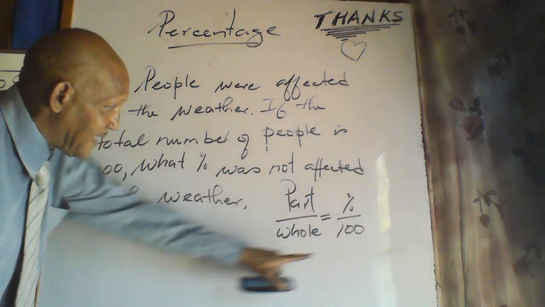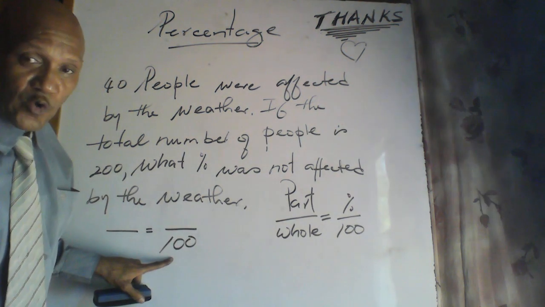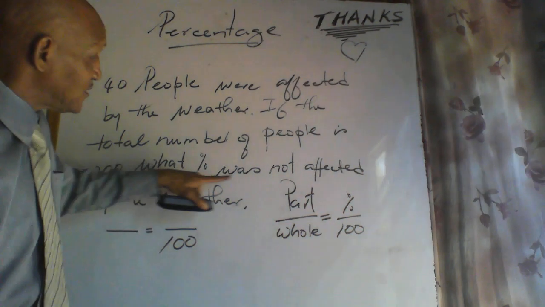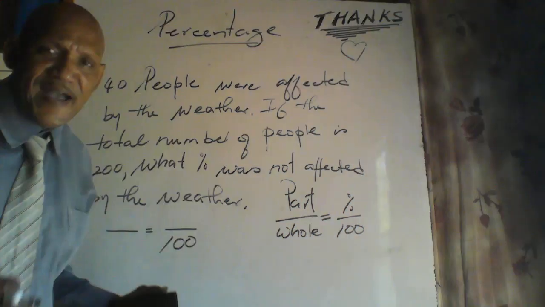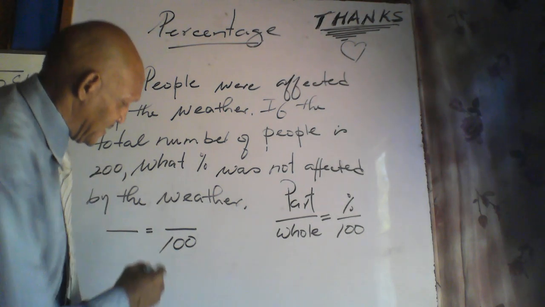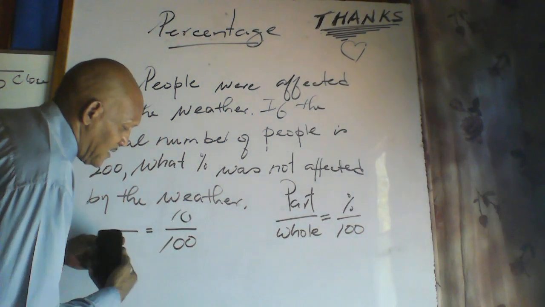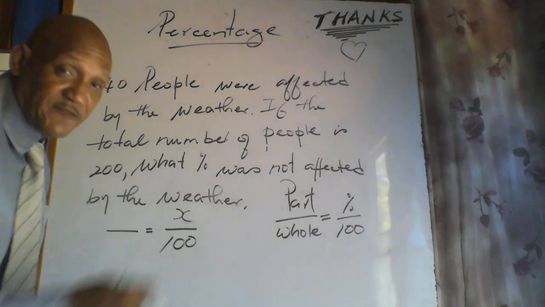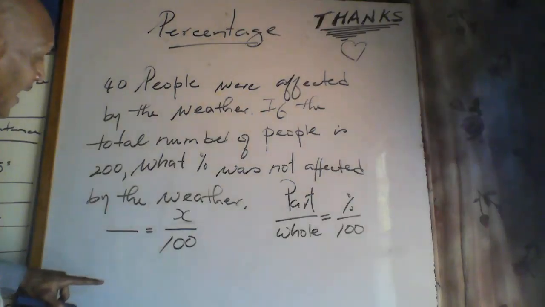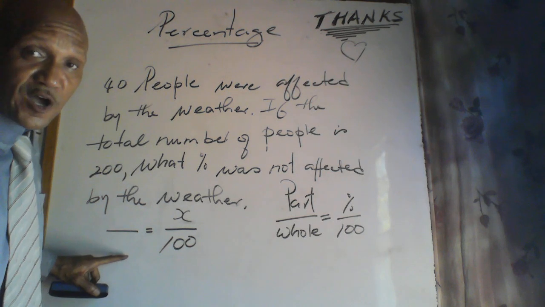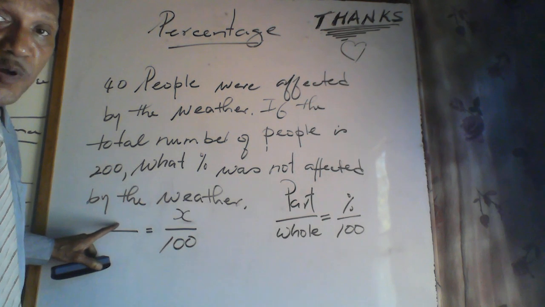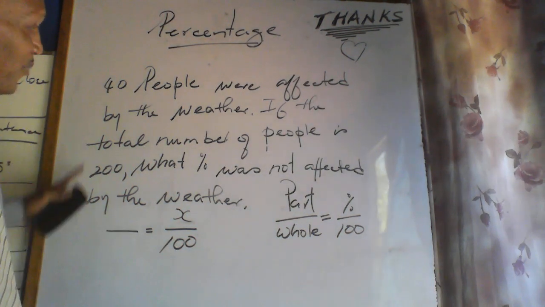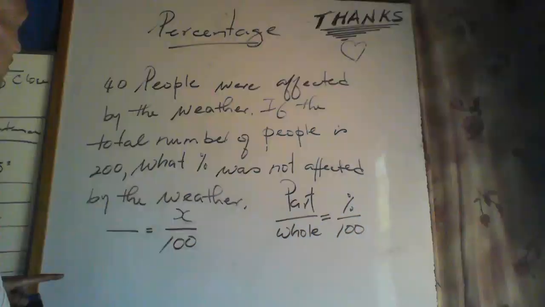The only thing they gave us was 100. What goes over 100? They ask us what percent was not affected. We are trying to find the percent. We don't know what the percent is, so I call that X. I call that a variable. And here I have the other part of my percentage problem, which is the part and the whole.